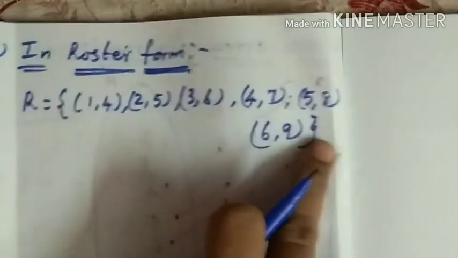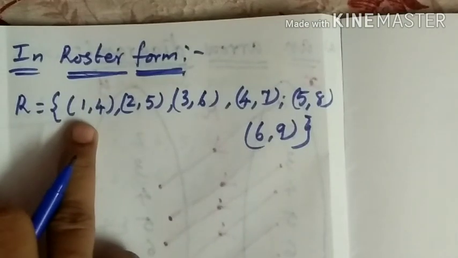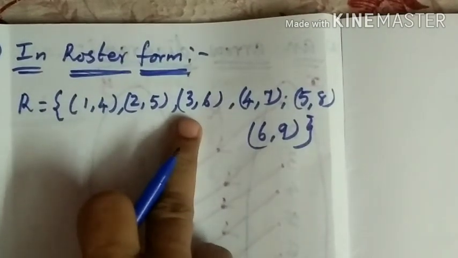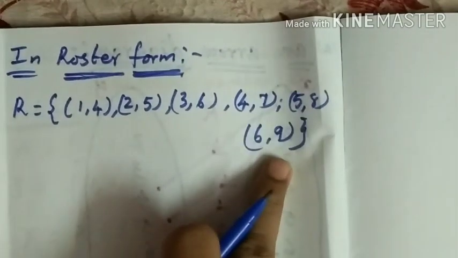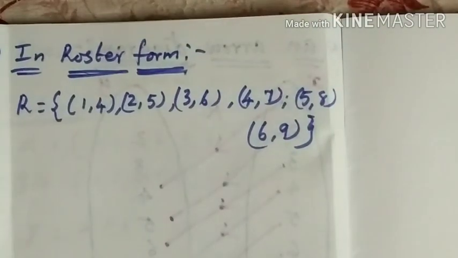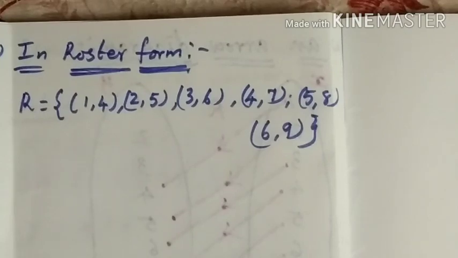Just you take down and write the relation's ordered pairs, that is R equals the set of (1, 4), (2, 5), (3, 6), (4, 7), (5, 8) and (6, 9). That's all. This is the answer for the fourth question. Next we move on to the fifth question.